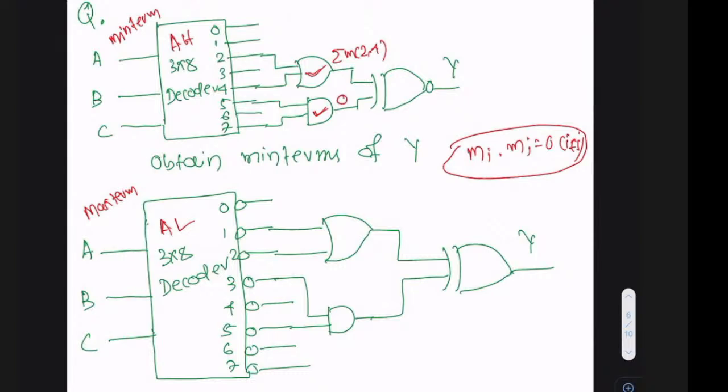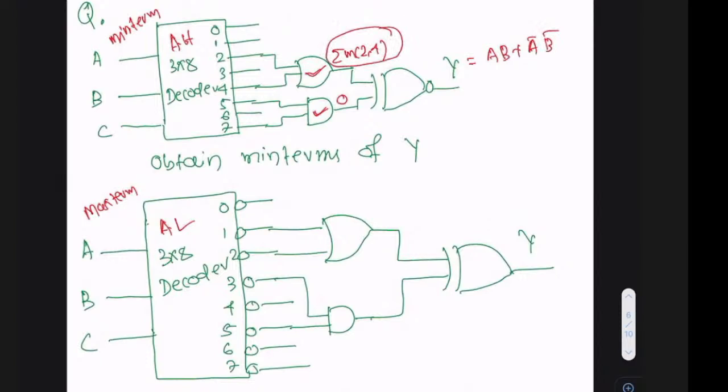Now you have to get the output of this XOR gate. The output of the XOR gate is A plus A bar B bar. So A is this thing, and B is this thing. So tell me, what are the min terms of this y that you'll get in this case?